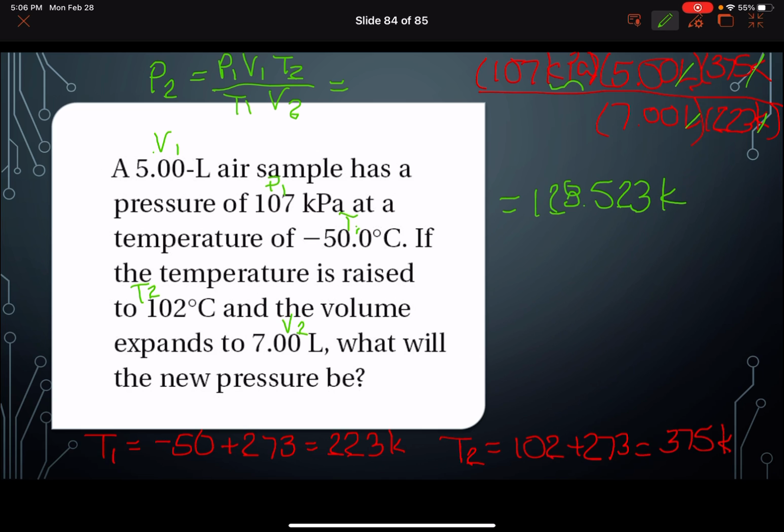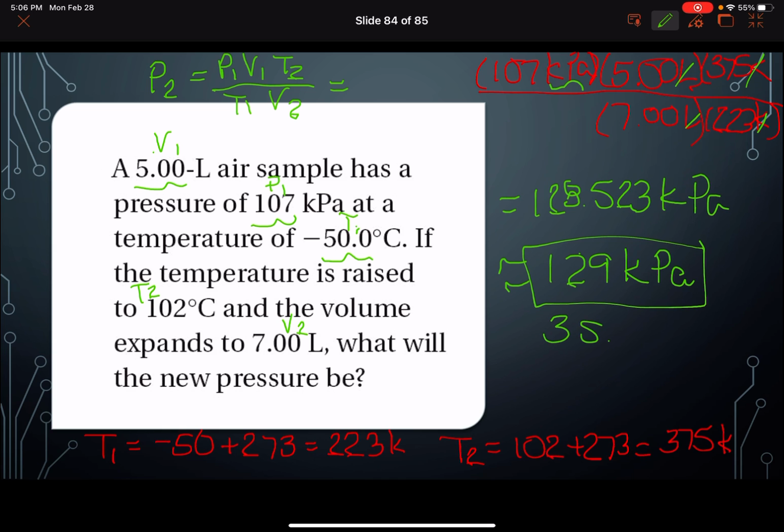The calculator is going to give us 128.523 kilopascals. We go back. 5.00 has 3 significant figures. 107 has 3 significant figures. 50.0 has 3. We need 3 in our answer. It's going to be roughly 129 kilopascals. 3 significant figures. There is one more example in the notes.